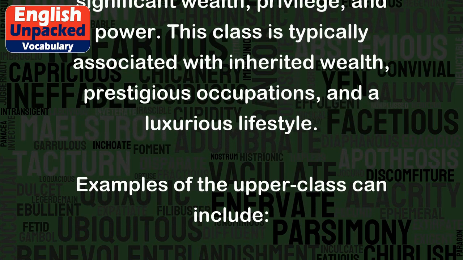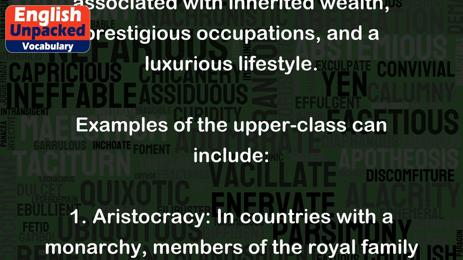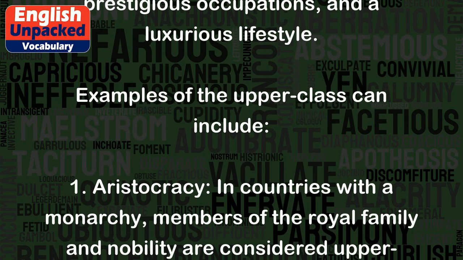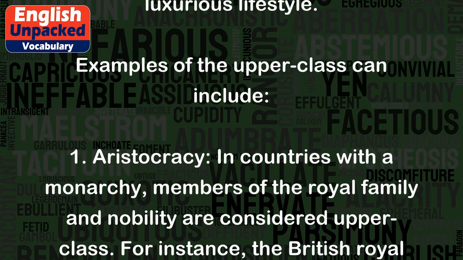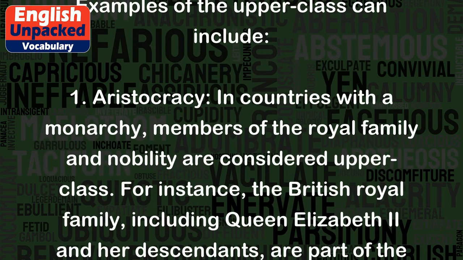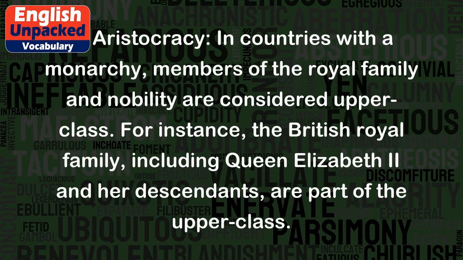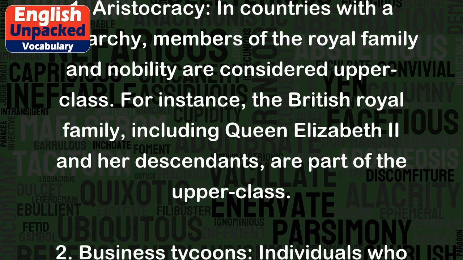Examples of the upper class can include: 1. Aristocracy. In countries with a monarchy, members of the royal family and nobility are considered upper class. For instance, the British royal family, including Queen Elizabeth II and her descendants, are part of the upper class.